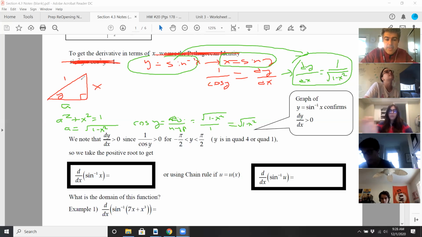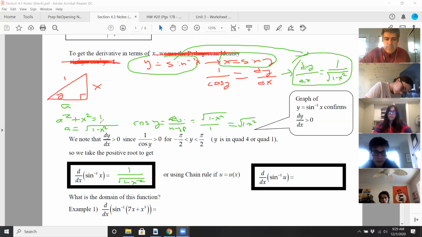We draw this right triangle here. Then I use the Pythagorean theorem to solve for the other leg, which I got as root 1 minus x squared, and that gave the cosine. And when I took the derivative of x equals sine y by implicit means, I got 1 over cosine y, but cosine y, of course, is just root 1 minus x squared. So the answer is 1 over that. So that's the chain of events that happen here. So the derivative of this is 1 over root 1 minus x squared.